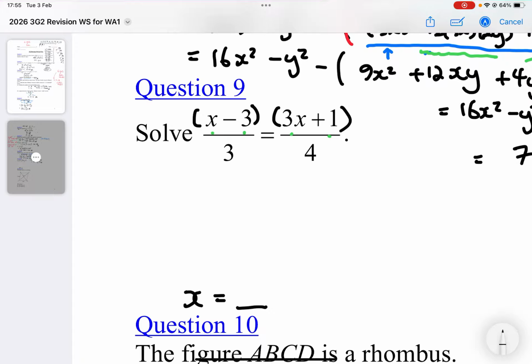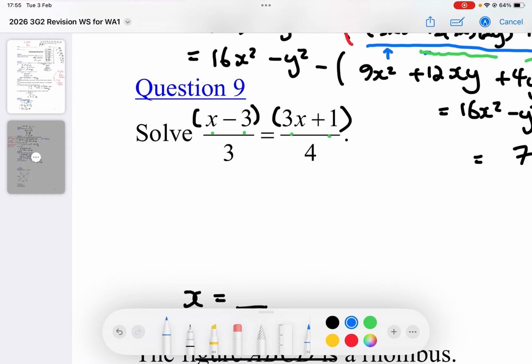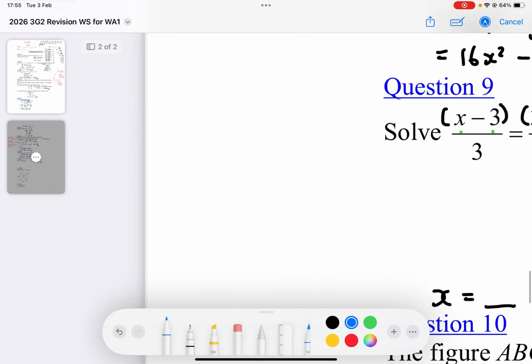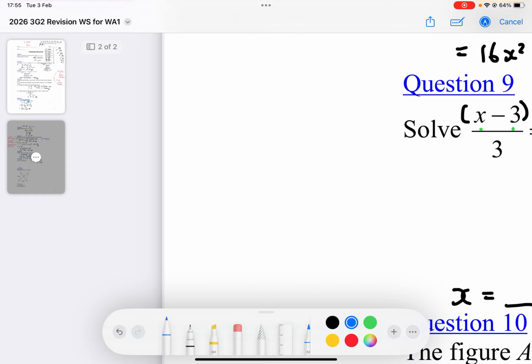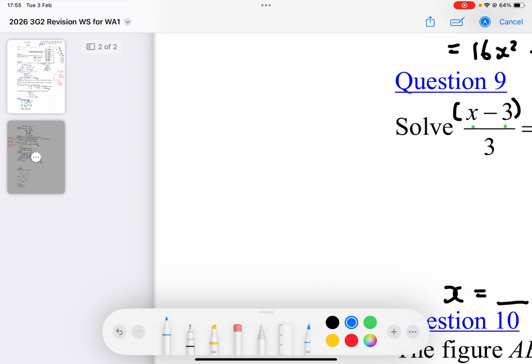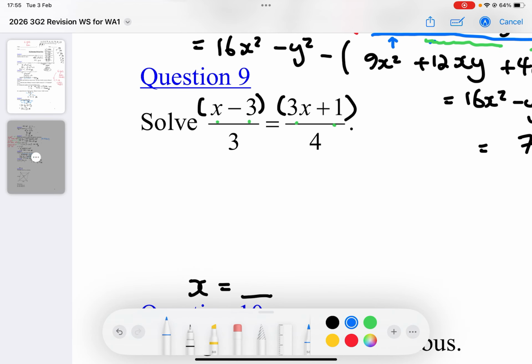If I just look at the left, I have a bracket over a 3. I don't want a fraction, which means I want to multiply by 3. If I multiply by 3, it will no longer be a fraction. So I will multiply by 3. I purposely choose 3 so that my 3 can cancel with this one. Then I will have no fraction.